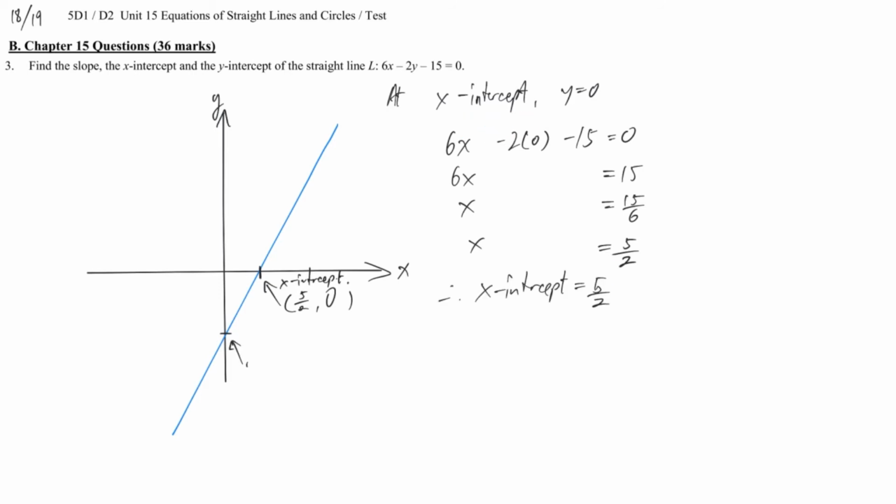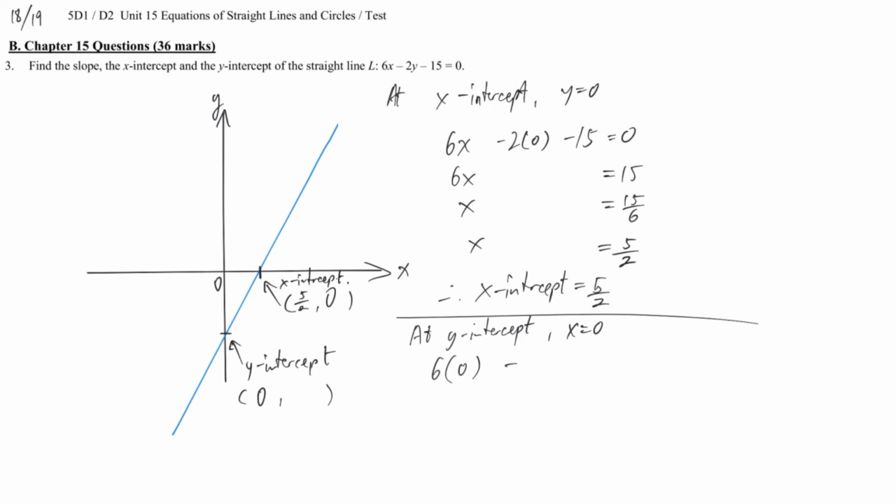Similar reasoning for the y-intercept. We don't know the up-down position, we don't know the height, but we are 100% sure the left-right position is 0, the same as the origin. So at the y-intercept, we know that x is equal to 0. This time we replace x by 0. And then negative 2y is equal to 15. y is equal to negative 15 over 2. Therefore, the y-intercept is negative 15 over 2.